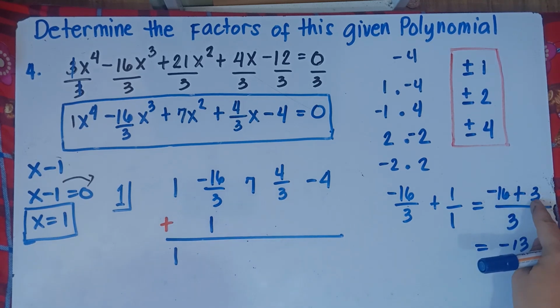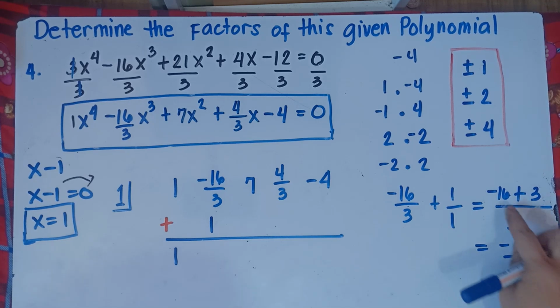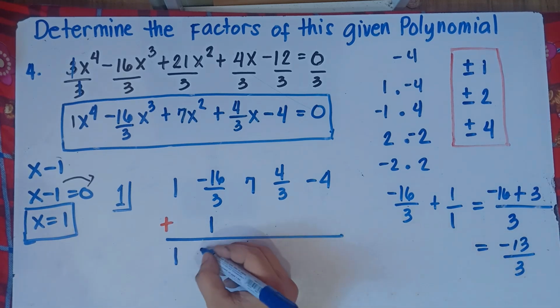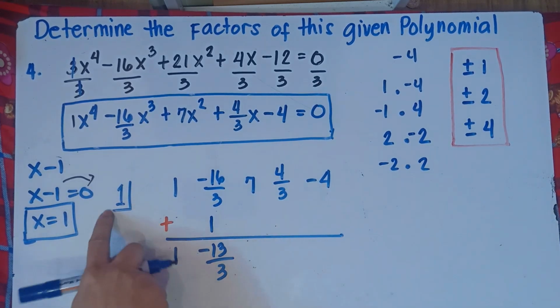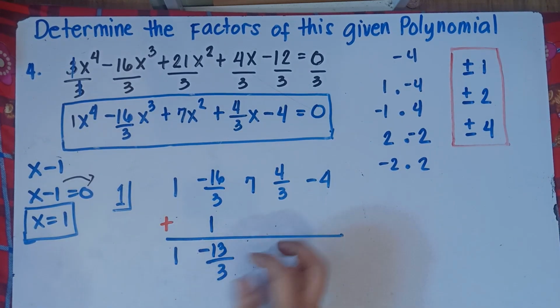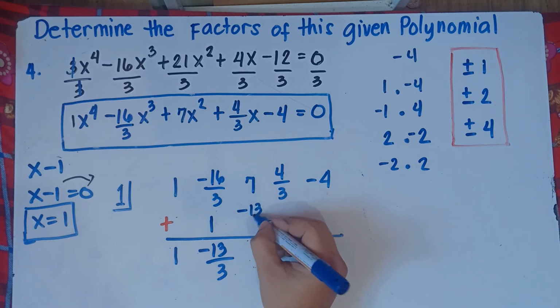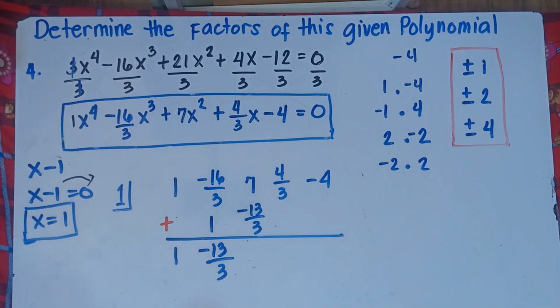So negative 16 plus 3, if the signs are not the same, you subtract. 16 minus 3 is 13. Copy the sign of 16. Since 16 is greater than 3, we have negative 13 over, copy 3. Negative 13 over 3. Alright, and then you multiply 1 times negative 13 over 3. Simply copy. Negative 13 over 3. So any number multiplied by 1, the answer is the number itself. So negative 13 over 3.